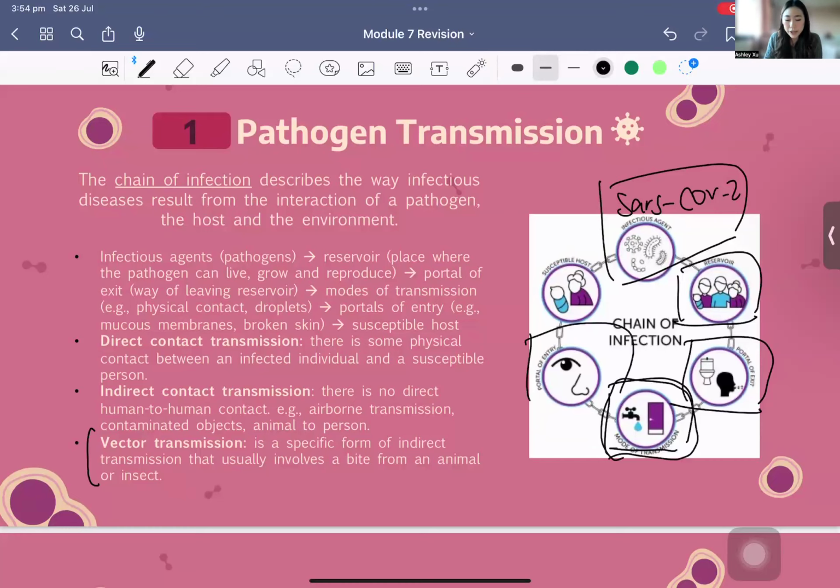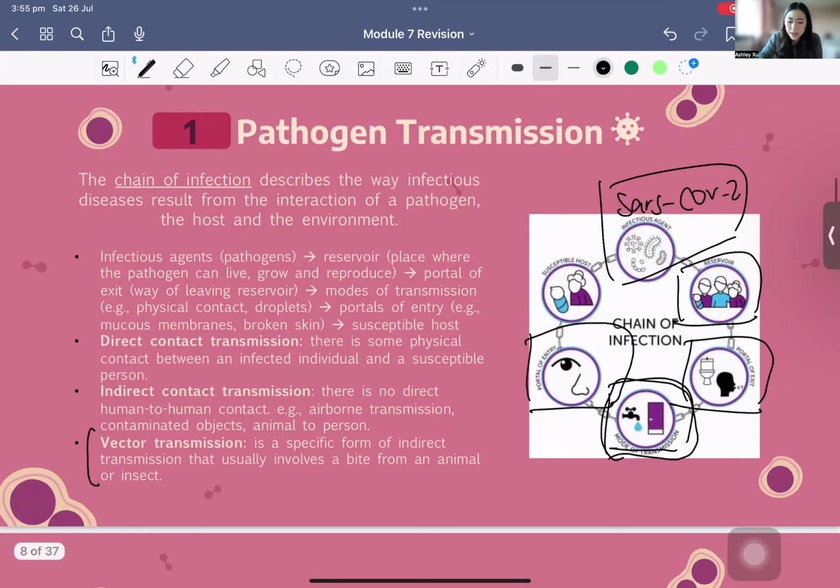All right, so that's the mode of transmission. Next, we need a portal of entry. Okay, it needs to enter the new host somehow. A very common portal of entry is our mucous membranes. So our eyes, our nose, our mouths, our ears as well, which is why when we had COVID-19 protocols being put in place, we wore masks, we wore gloves in hospital settings. Some people had to wear glasses as well. That just prevents the virus from entering our mucous membranes. Bacterial infections like Salmonella, common portal of entry is through food, so our digestive tract.